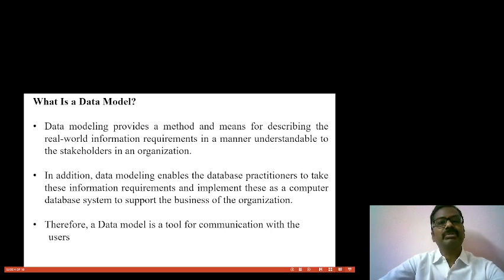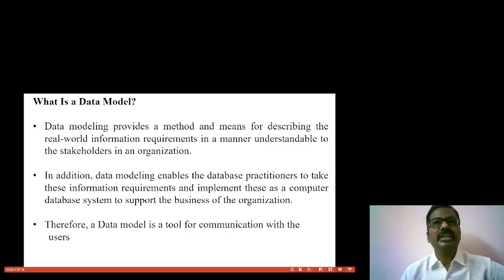Data modeling provides a method and a means for describing real-world information requirements in a manner understandable to the stakeholders of an organization. Daily we come across various real-world, day-to-day, real-time scenarios. All those scenarios have to be modeled. A data model is actually a tool for better communication with the users.